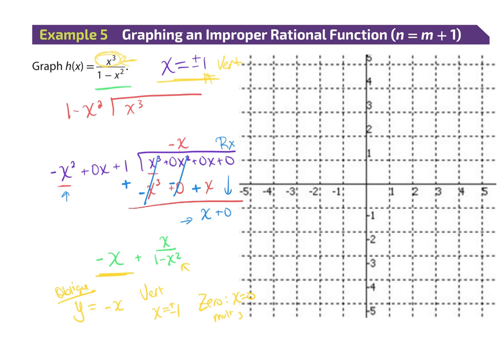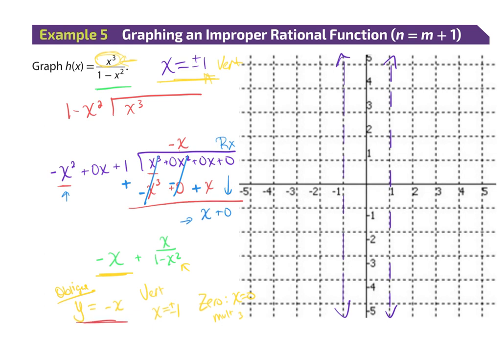So when I sketch this particular graph, I am going to sketch my verticals at positive and negative 1. That's what made my denominator 0 and did not cancel out. So I'm going to do a dashed line there, a dashed line here at positive and negative 1. But I also have an oblique one. Oblique at y equals negative x.